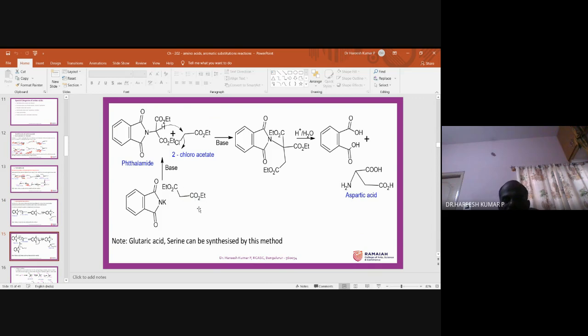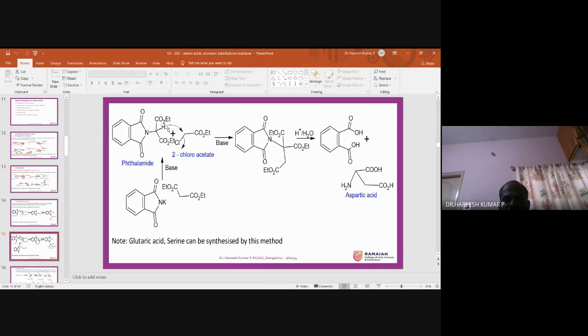So a combination of malonic acid and phthalimide. You cannot take malonic acid directly. Maybe you need to take it as a bromomalonic acid. So then there will be a reaction between phthalimide and bromomalonic acid. Bromo means here. So then there is a reaction between these two, forming a compound like this. After this also, this carbon is acidic in nature, this proton is acidic in nature.